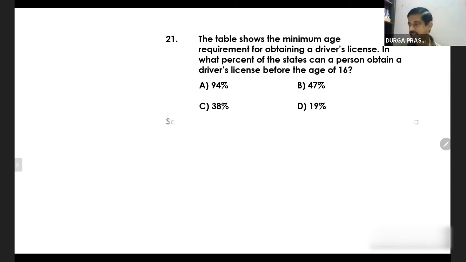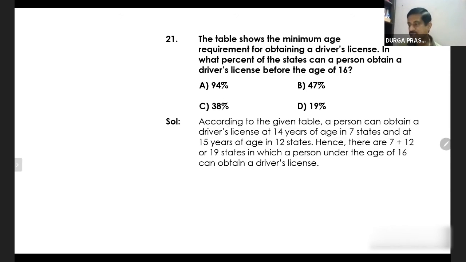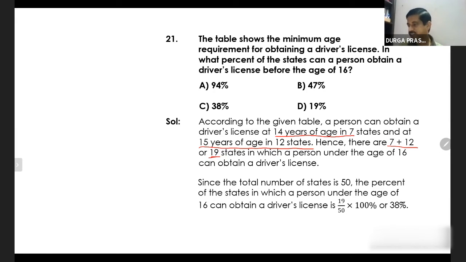So look at that. According to the given table, a person can obtain a driver's license at 14 years of age in 7 states, and at 15 years of age in 12 states. So the total is 7 plus 12, that is 19 states, where we can get the license below the age of 16.